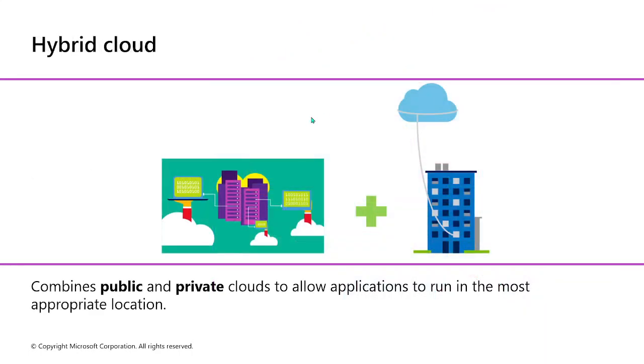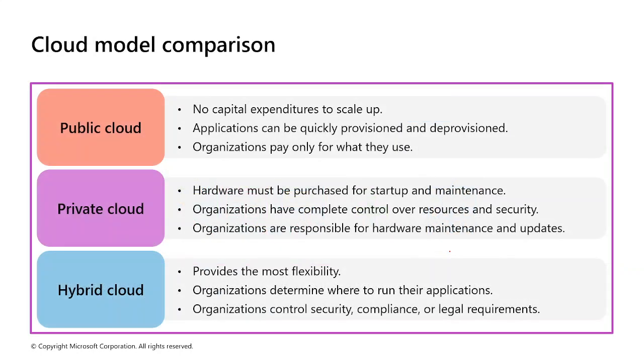While hybrid cloud is a combination of the public and the private cloud to allow applications to run in the most appropriate location. So if you have the cloud and then you have your on-premises environment, you build your own data center here, and then you are also accessing maybe Microsoft Azure over the internet. The combination of these two is what gives rise to hybrid cloud, like I mentioned before.